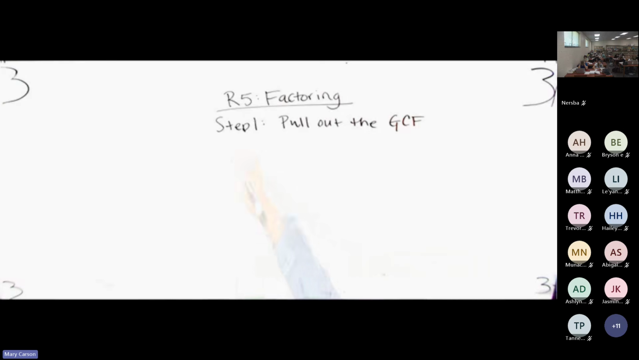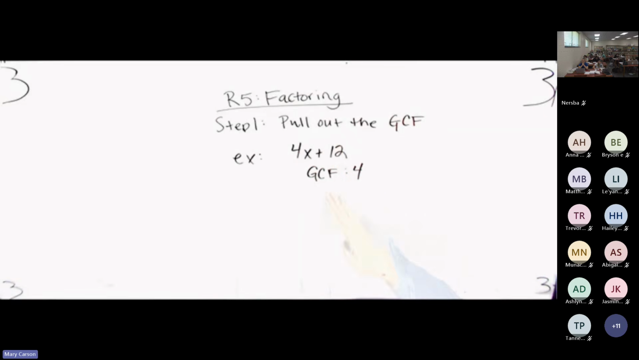So for example, if I have something like 4x plus 12, how many terms is this? 2. Good. All right, can anyone tell me what is the GCF of this? 4. Good. Everybody in agreement. It's 4. Why is it 4? Well, you're looking for the greatest number that can go into both of these. 4 can go into 4, 4 can go into 12, and it's the greatest number that can go into both.